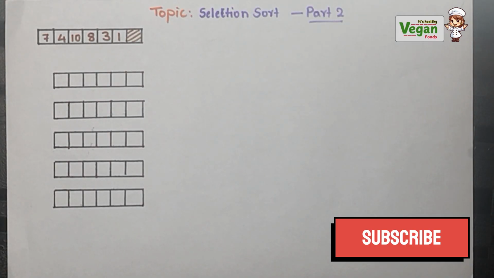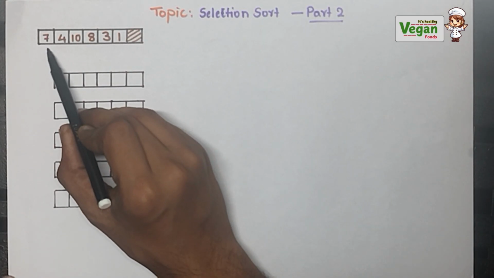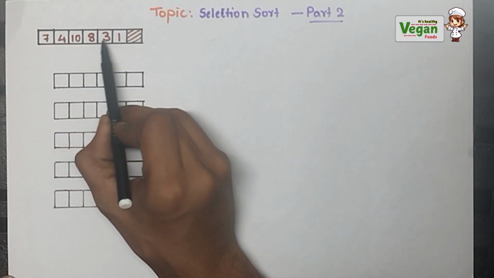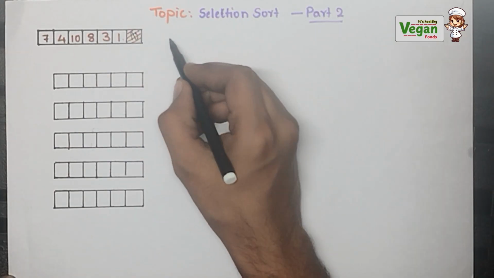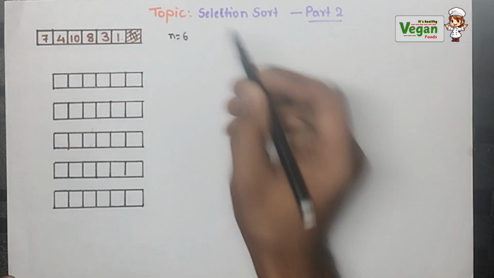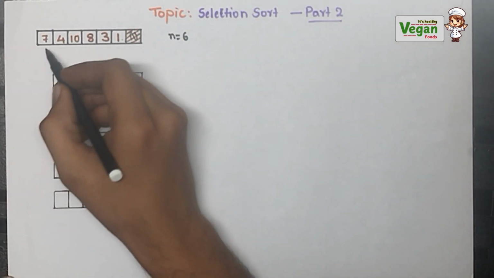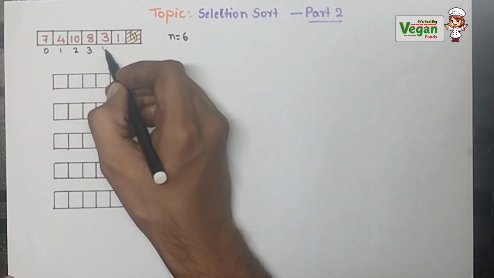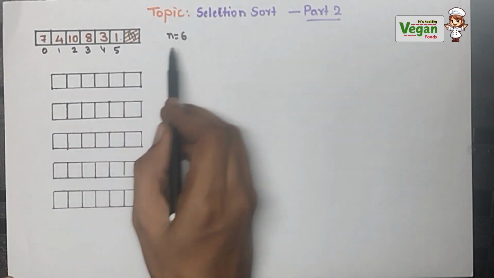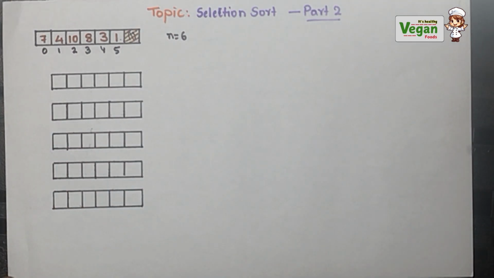So, first step. How many elements are there? 1, 2, 3, 4, 5, 6. So total 6 elements. That is n is equal to 6. Next step, index them: 0, 1, 2, 3, 4, 5. So 0 to 5 means the total number of elements is 6.